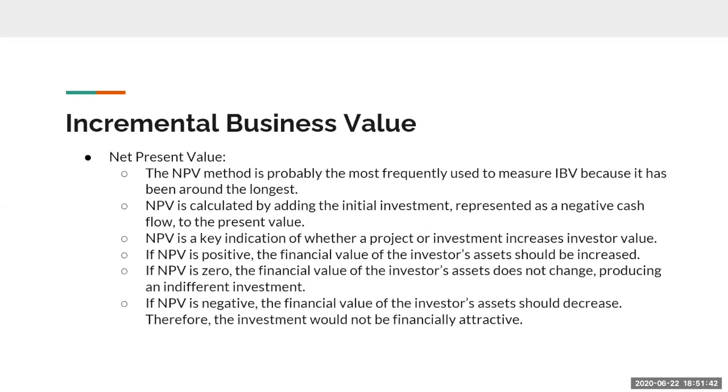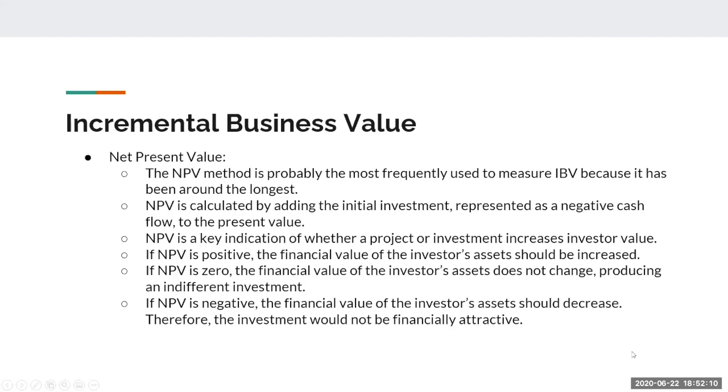net present value. So NPV is probably the most frequently used method to measure IBV, simply because it has been around the longest. As all of us probably know, NPV is calculated by adding the initial investment, represented as a negative cash flow, to the present value. NPV is a key indication of whether a project or investment increases the investor value. So it's pretty intuitive. If NPV is positive, then the financial value of the investor's asset should be increased.